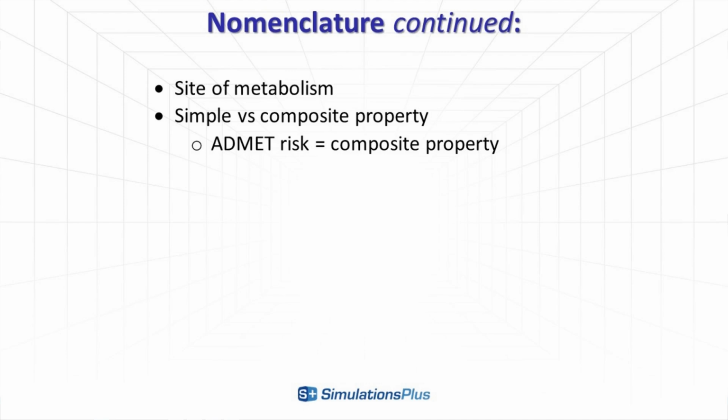There's also a bit of a differentiator between a simple property and a composite property. For example, ADMET risk is a composite property, and there are several properties that enter in the definition of our ADMET risk property. Again, apologies for the amalgam between those various nomenclatures, but for the sake of simplification, I'm going to be referring to pretty much all of these as quote-unquote properties.